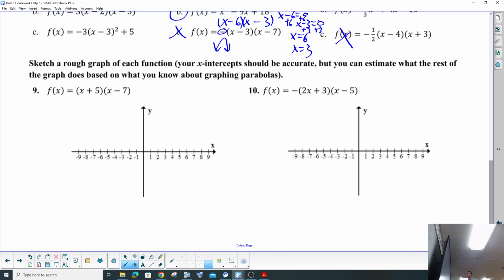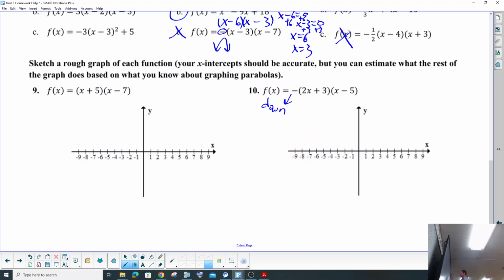Let's see here, sketch a rough graph of each function. Your x-intercept should be accurate, but you can estimate what the rest of the graph does based on what you know about graphing parabolas. Okay, well I know that the negative in front means it's going to go down. And then could you find the x-intercepts? How do you do that? You take the parentheses and set them equal to what's on the x-axis. X equals 0, right? Or y equals 0 is that line right here.